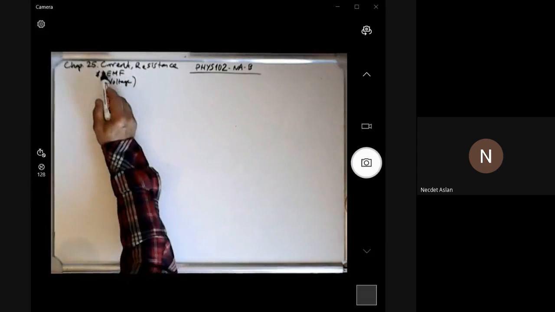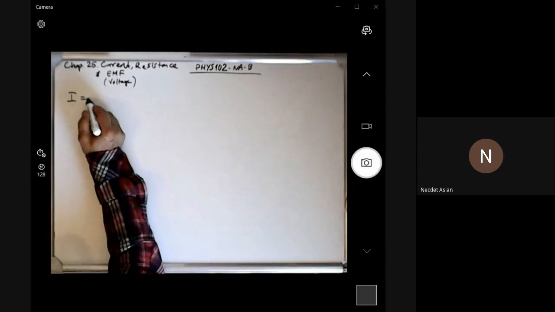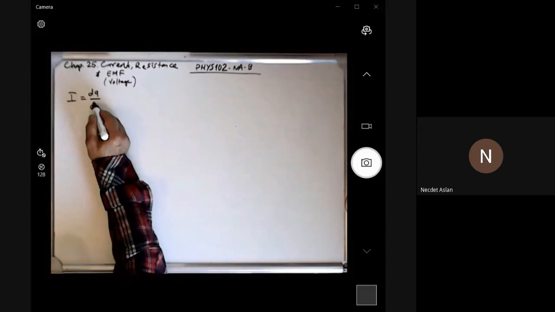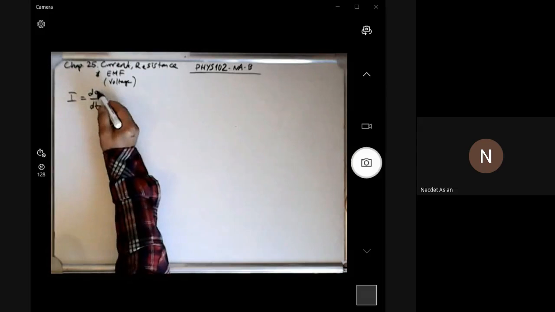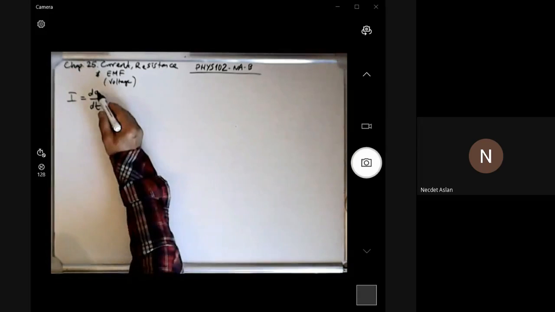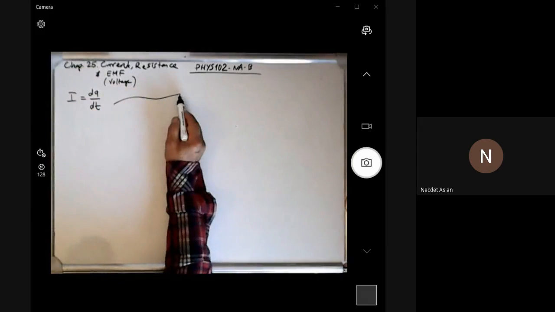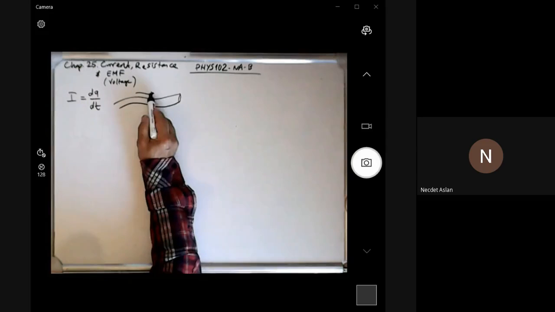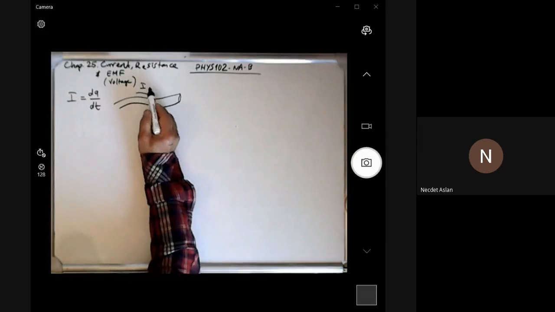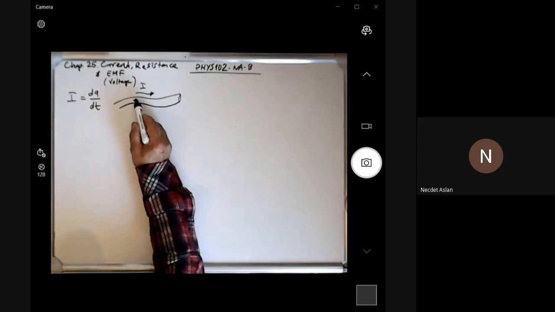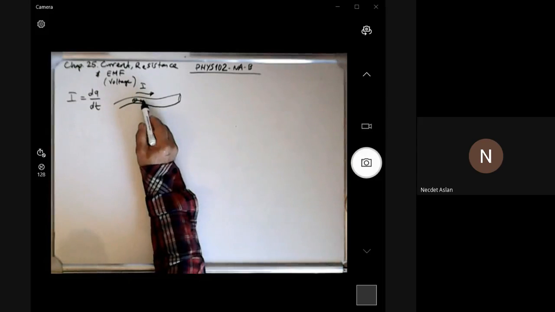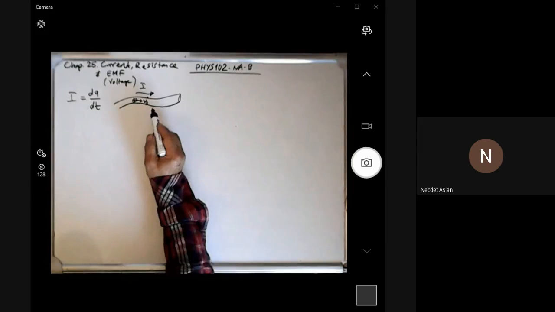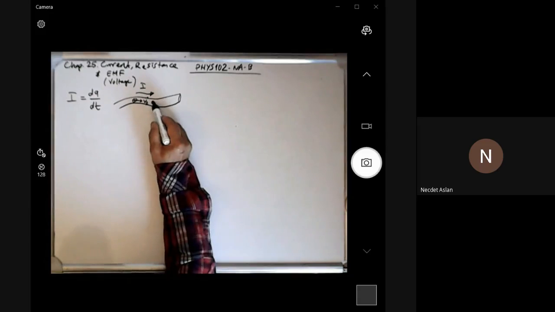The current is defined as dq over dt, just like the velocity is defined as dx over dt. This is the charge per unit time. So the current is passing through this wire. Remember, earlier we had static charges, but now the charges are moving. They are moving with some kind of velocity, and we call this velocity the drift velocity.